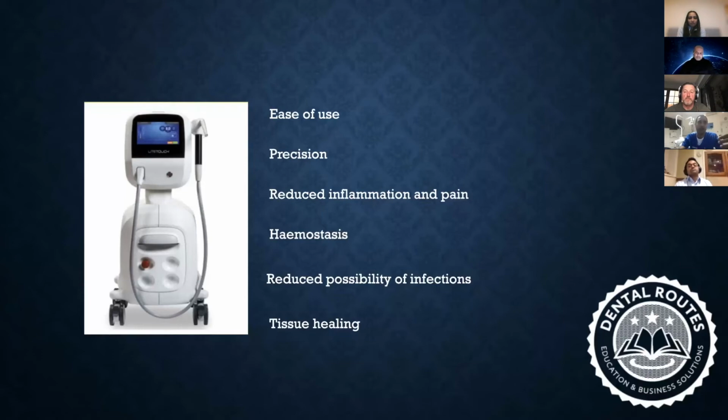We see reduced inflammation and pain, which is due to less thermal or mechanical damage, which we would see otherwise in conventional techniques. Issues such as soft tissue or bone resorption associated with inflammation are almost non-existent, and hence procedures like immediate implant placement and soft tissue surgeries are more predictable. You saw some of the cases which Koushik presented, where he could remove granulation tissue and place immediate implants straight away without having to worry about bone resorption or soft tissue recession.